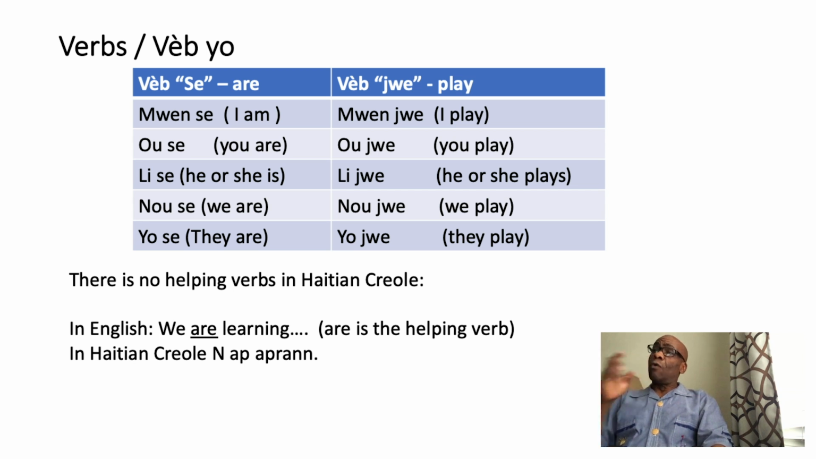Remember when we covered the pronouns, li is masculine and feminine. It's the same for he or she. Li, he or she. Nous c'est, we are. Yo c'est, they are. Now we're going to go to the next column.